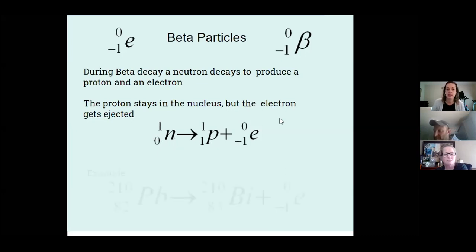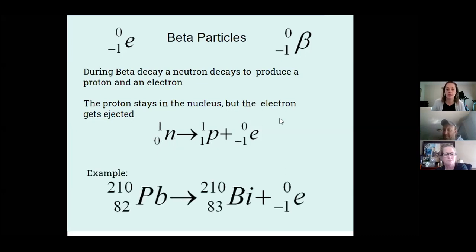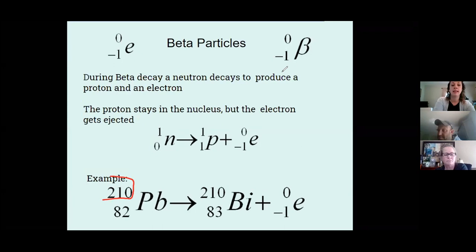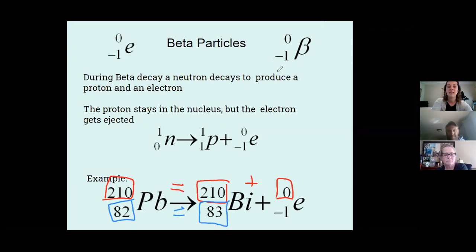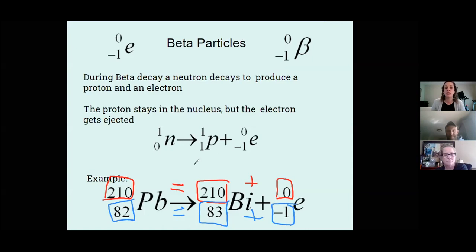An example of this is lead-210. Lead-210, the 210 is that mass number. So again, it's that math problem. You have 210 equals 210, the mass of bismuth, plus 0, the mass of the electron that was emitted. And likewise, the atomic numbers are another math problem. The atomic number of lead is 82, and that equals the atomic number of bismuth, 83, plus that -1 from that proton and electron being emitted. So you see that electron particle there.